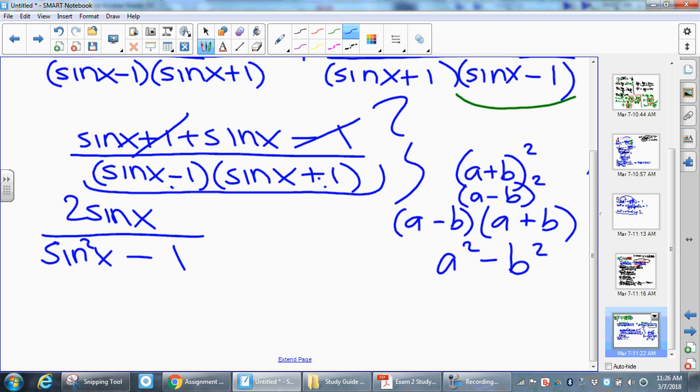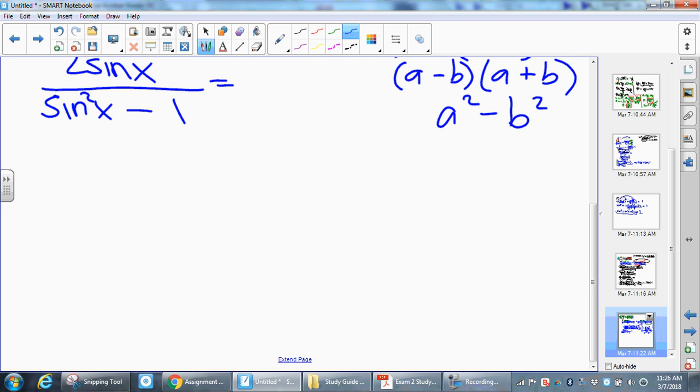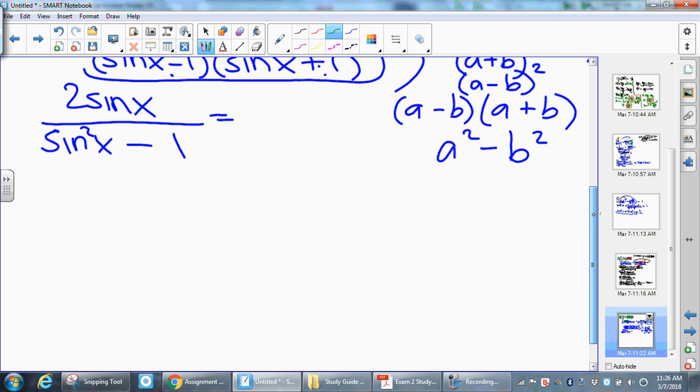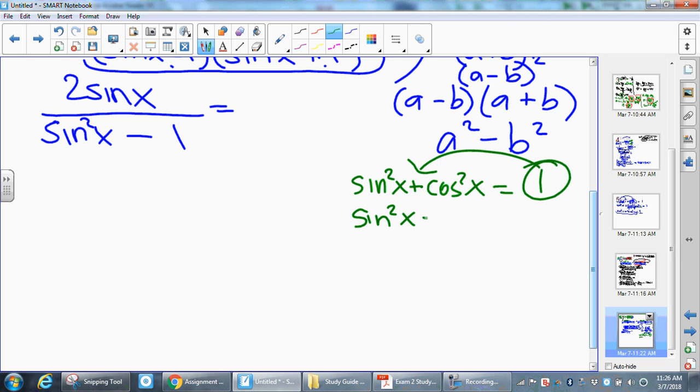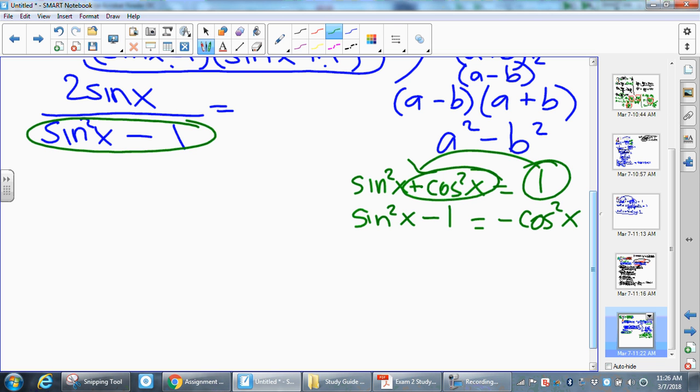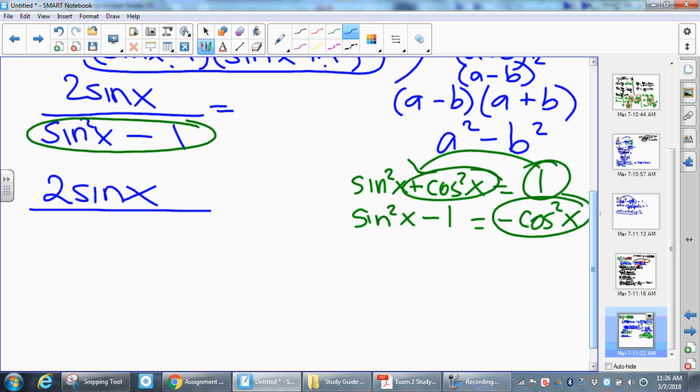So we think about the Pythagorean identity, and there is one variation of it. Sine squared x plus cosine squared x is equal to 1. If I take this positive 1 to the left, it will be sine squared x minus 1, and then take the cosine squared x to the right, so it becomes negative cosine squared x. So I'm going to replace this denominator with negative cosine squared x. Now we get 2 sine x over negative cosine squared x.